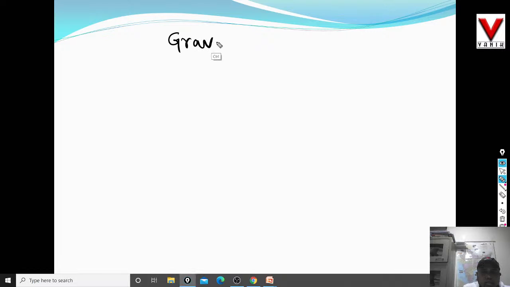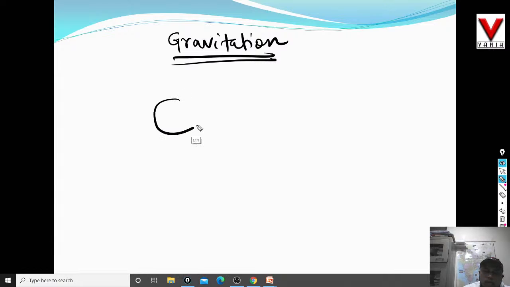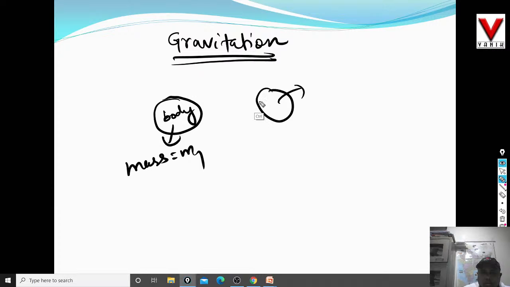So let us start with gravitation. See, I'm having a body, okay, this is a body whose mass is m1. This is another body, mass m2. So what is happening is that this body of mass m1 is attracting this body towards itself, and this body of mass m2 is also attracting this body towards itself.